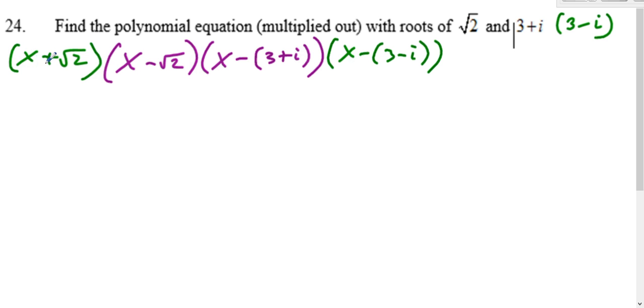So FOIL the x plus root 2, x minus root 2. x times x is x squared. Since they are a difference of squares pattern, the minus square root of 2 and the positive square root of 2 cancel out, and that ends up just being minus positive square root of 2 times negative square root of 2, which is just negative 2. So it's x squared minus 2.